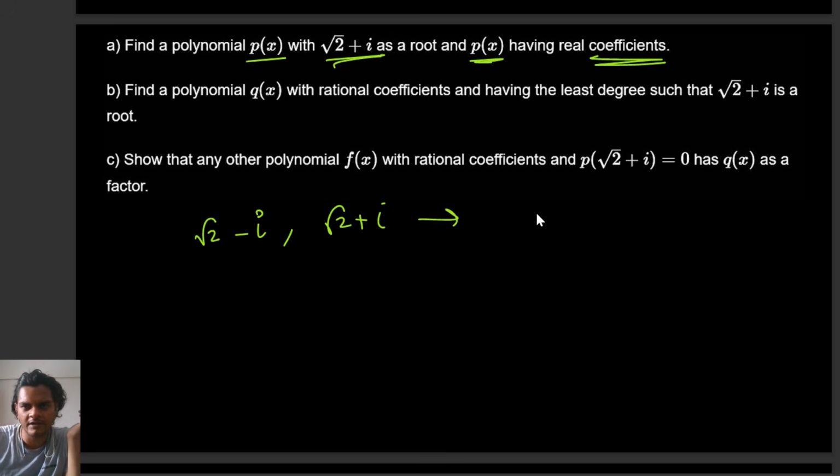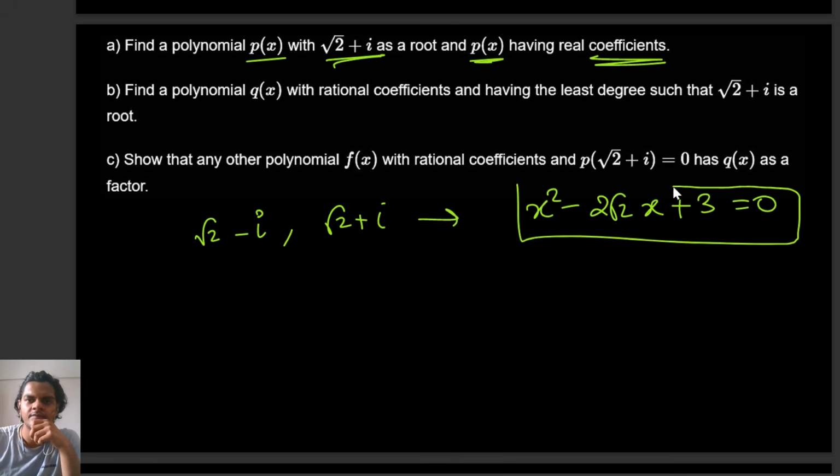So we can find a quadratic. What is a quadratic? x square minus the sum of the roots, 2 root 2 x, plus the product of the roots, 2 plus 1, 3. This is a polynomial which has these roots. So this can be p of x.